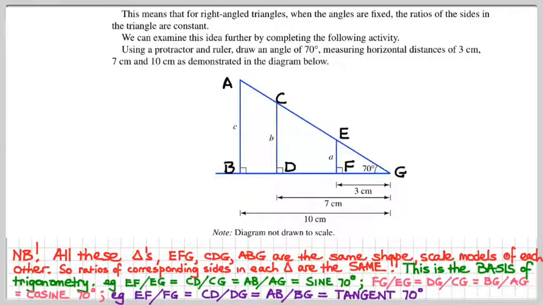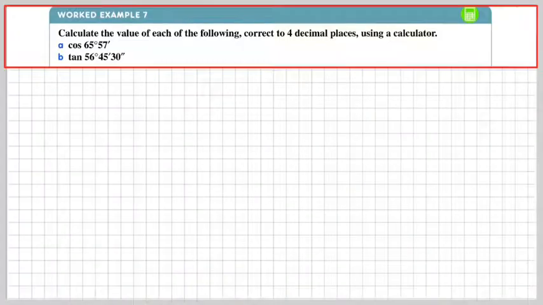That's the thing I wanted to clarify. Now we've got to calculate the value of each of the following correct to 4 decimal places using a calculator. Now, this one and this one. What I'm going to do is demonstrate this for you on the TI CAS handheld device, because that's the one we use in our school.